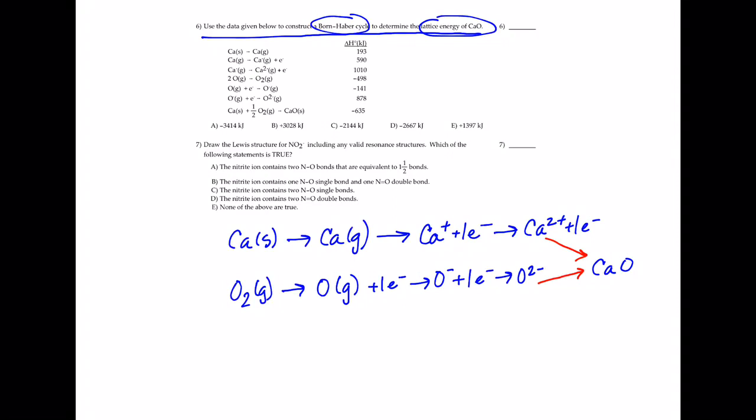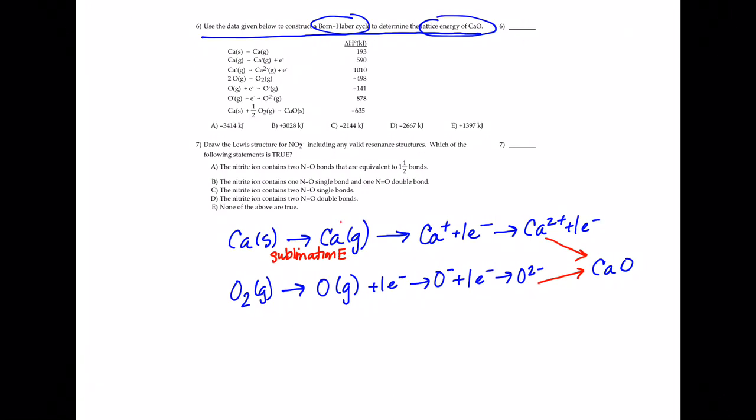Okay, I want to talk about what each one of these processes is called. Anytime we're taking a solid and making it straight into a gas, we call that the sublimation energy. And it takes energy to make that happen, so that's going to be a positive number.